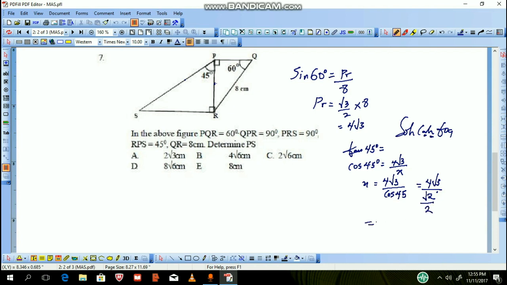If we simplify this, we will be having 4 root 3 times 2 over root 2. And that will be 8 root 3 over root 2. So if we multiply by root 2 by rationalization, times root 2, we will be having 8 root 6 over root 2 times root 2. That will be 2. 8 divided by this, that will be 4 root 6, which is option B.